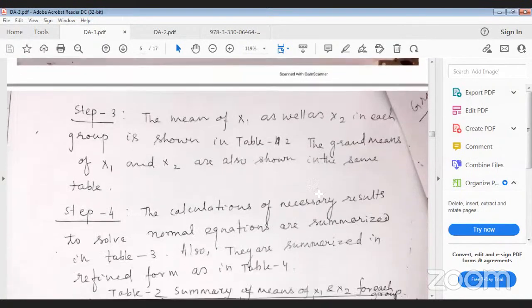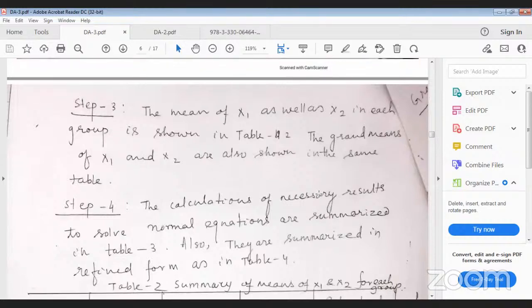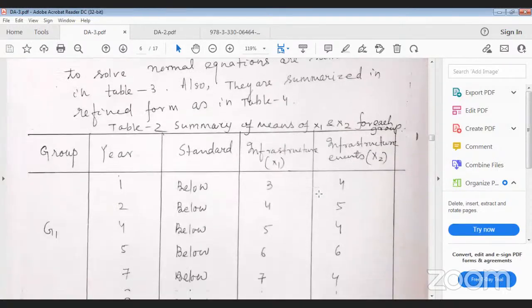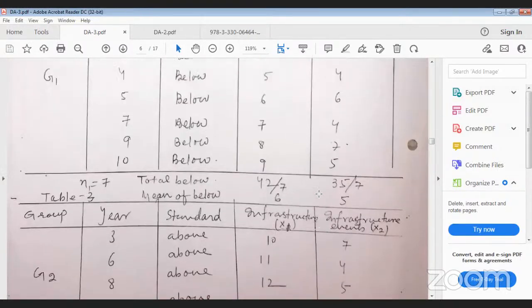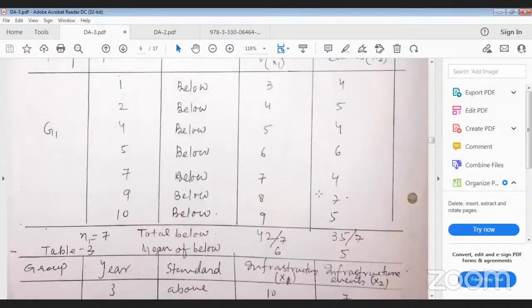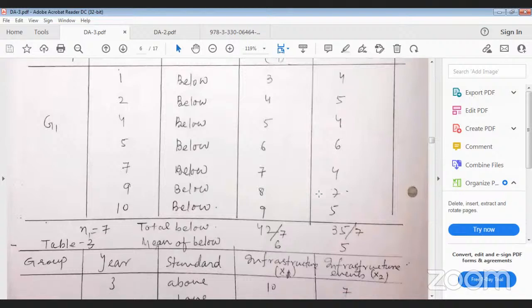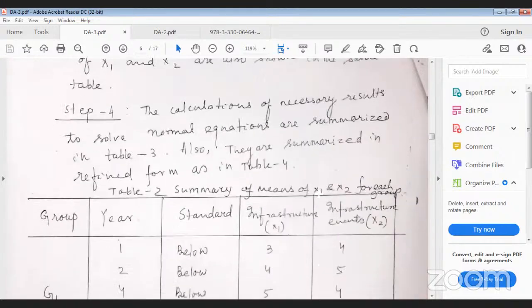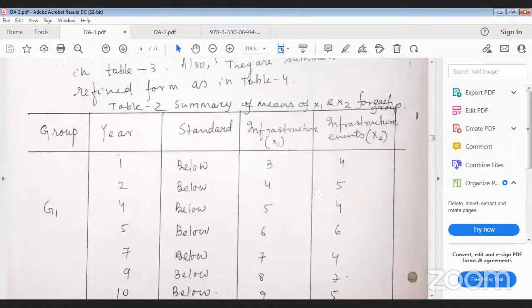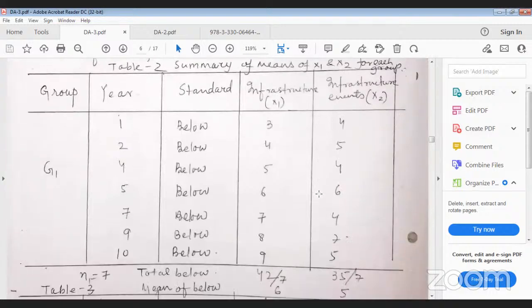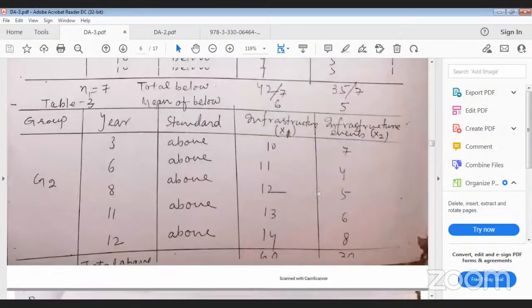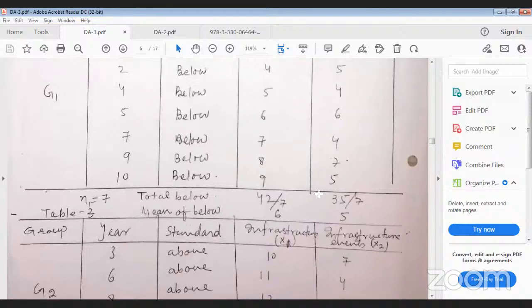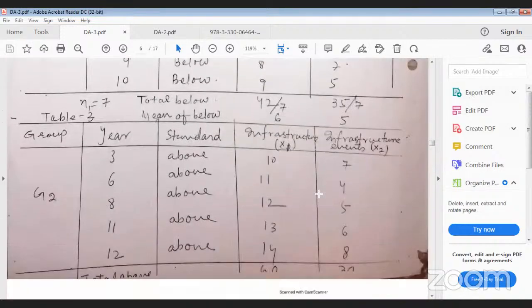Then go for step 3, the mean of x1 as well as x2 in each group. Now you have to calculate the mean of x1 and x2. Here we have got the mean of x1 and x2. The total is 42 divided by 7, that is your mean. Mean is 6 for x1, and the mean of x2 is 5. Then group wise you have to do: this is your group 1 and group 2.